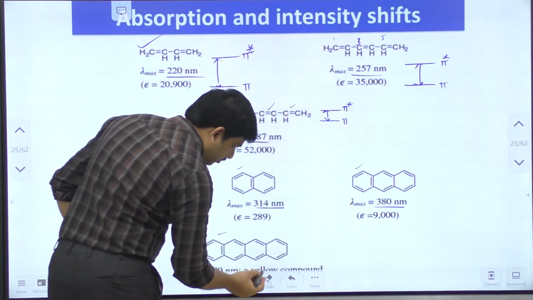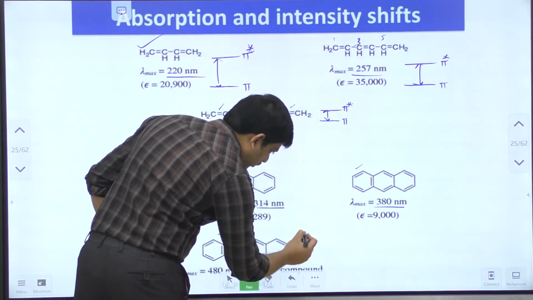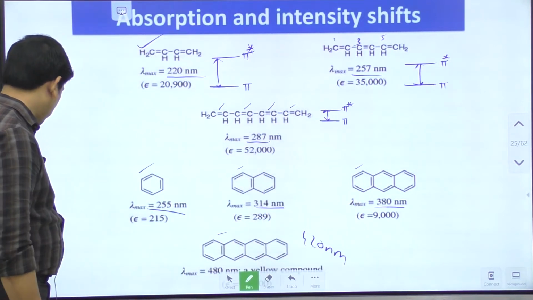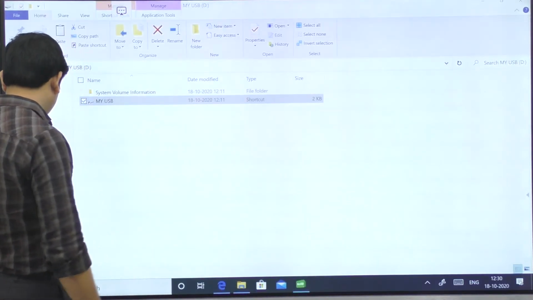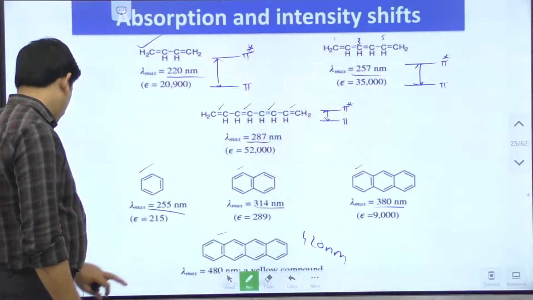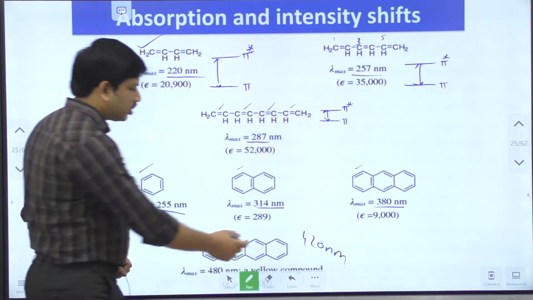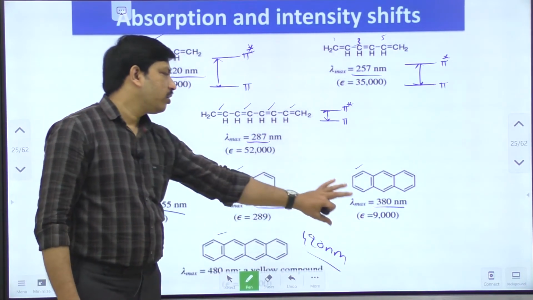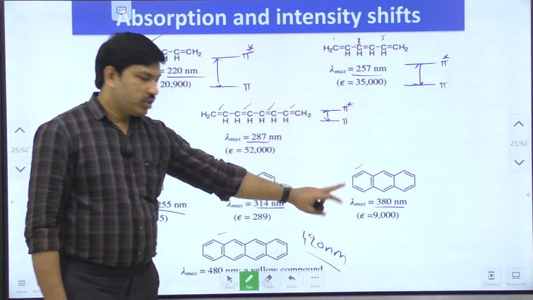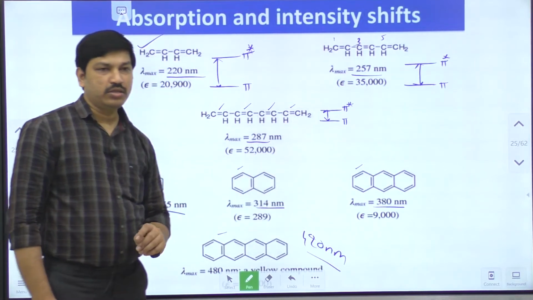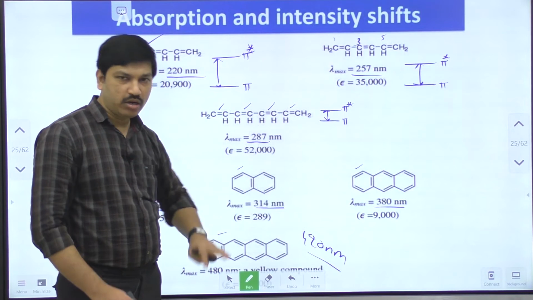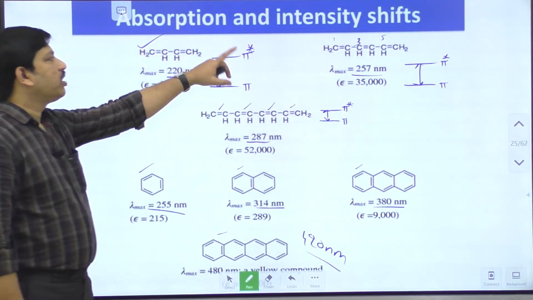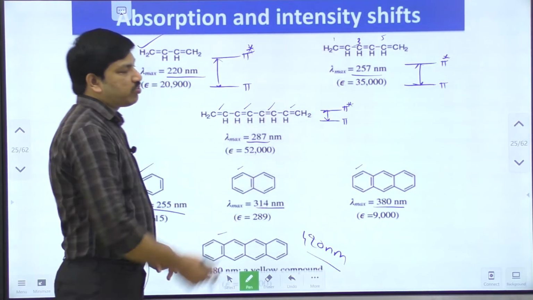We have already seen this last time. 420 nanometers, like this. This is mainly because of the extension of conjugation from benzene to tetracene. All these examples we have already discussed in the last class. Again I am repeating one more time in order to understand what the absorption shift and intensity shift are in the case of various molecules.